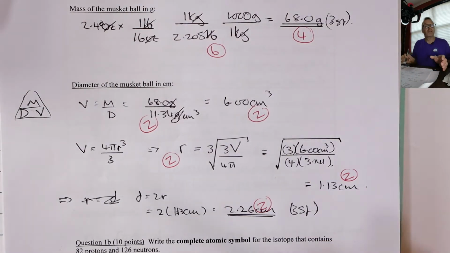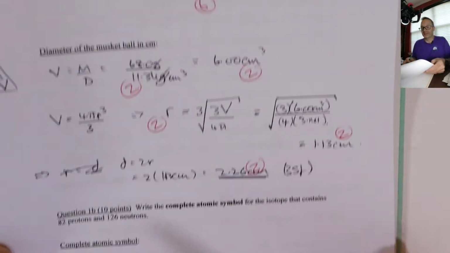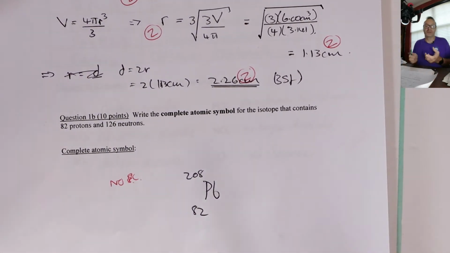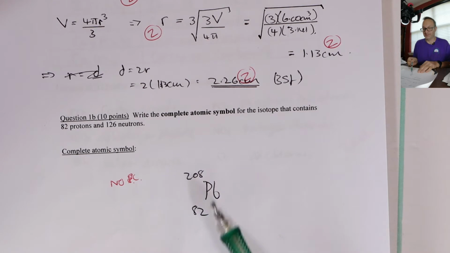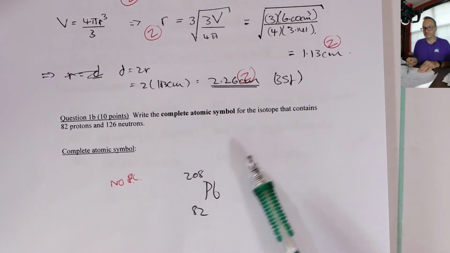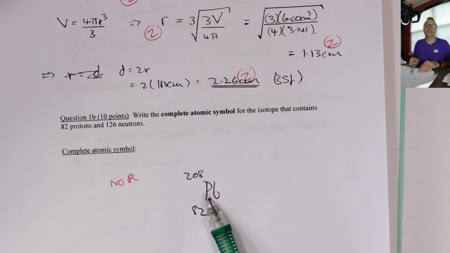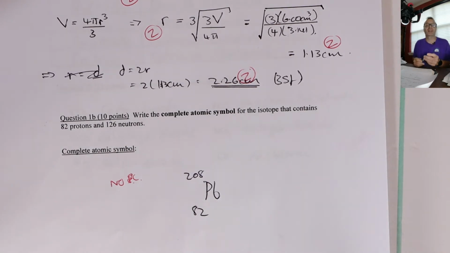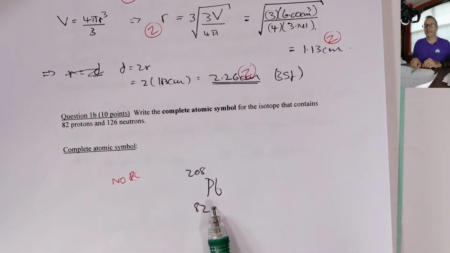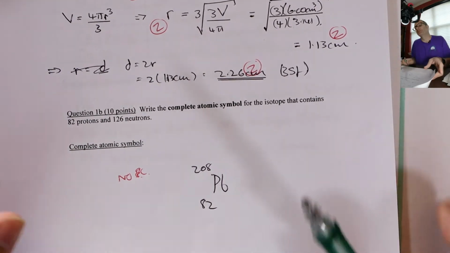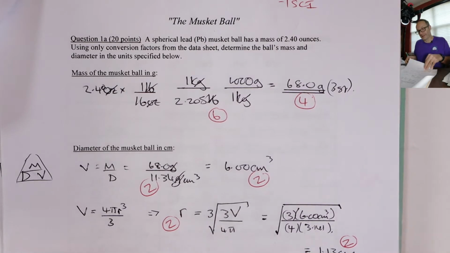Now, the last part of question one: what's the complete atomic symbol for lead? You need the mass number and atomic number, with 82 protons and 126 neutrons. That was a simple question. Some people didn't get it right because they didn't look at this in the notes. There's no partial credit there. You either got it or you didn't, for 10 points. Same on both.